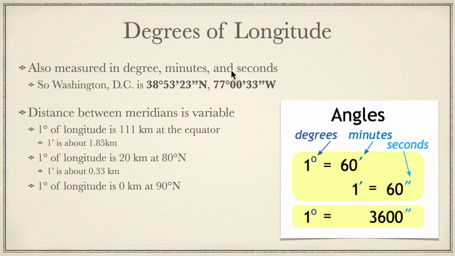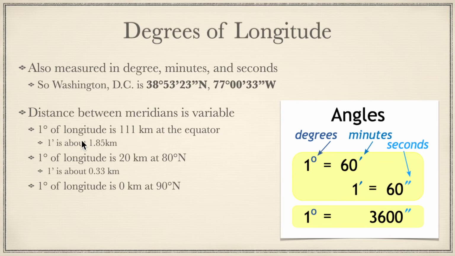Now, degrees of longitude. This kind of works the same as latitude. So also measured in degrees, minutes, and seconds. So Washington, D.C., for example, is at 38 degrees, 53 minutes, 23 seconds north. That's our latitude. And then 77 degrees, 0 minutes, 33 seconds west. That is our longitude. Now, the distance between meridians is variable. Like with latitude, the distance between parallels is the same. With meridians, it does change depending on where you're at.